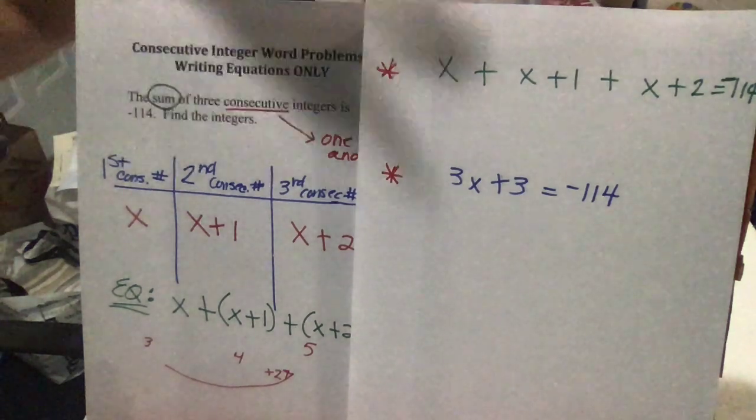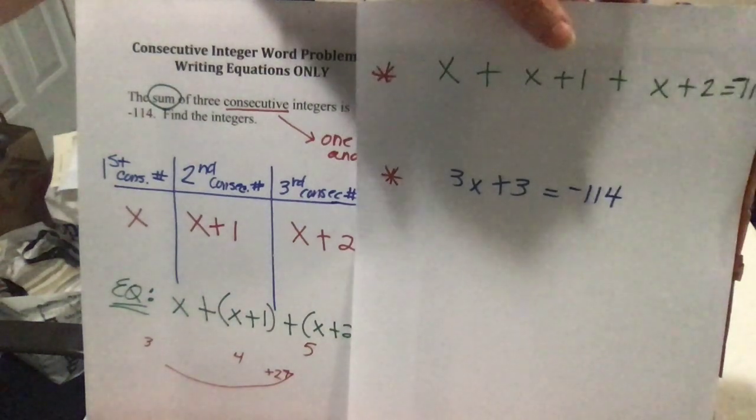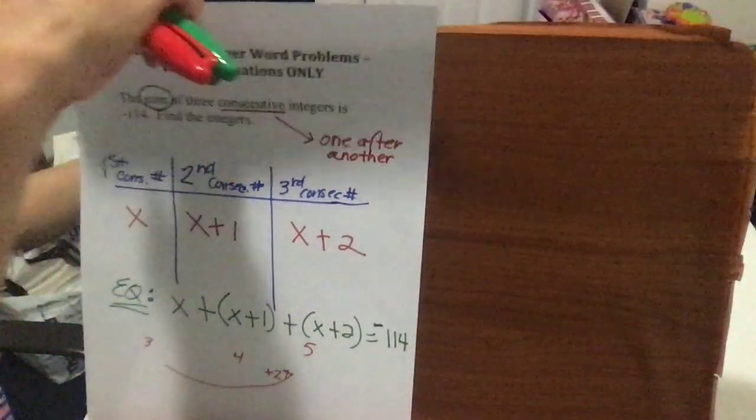Sometimes you can have 2, 3, sometimes you'll have 4. It depends on the problem, so you have to pay attention to the words. All right, now let's look at the next one.